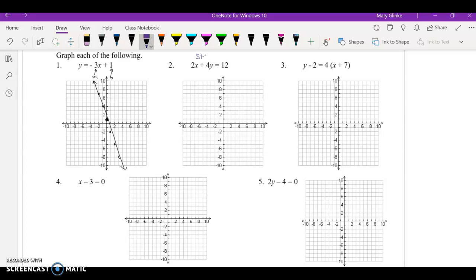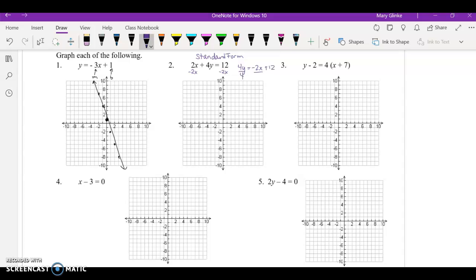Number two, this is in standard form. So it's important to be able to recognize what form it's in because you might need to be able to graph from that form. For this one, you have a couple of options. You can find the x-intercept and the y-intercept and graph them, or you can put this in slope-intercept form. So that's what I'm going to show for this one because I think that's where a lot of us go first when we see this.